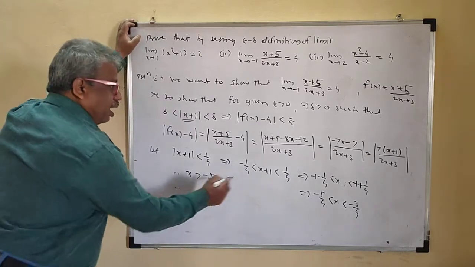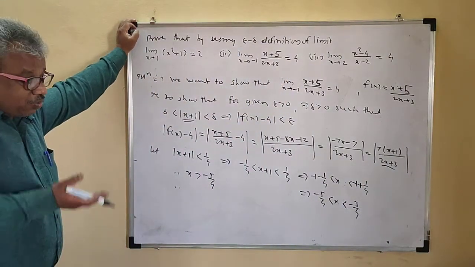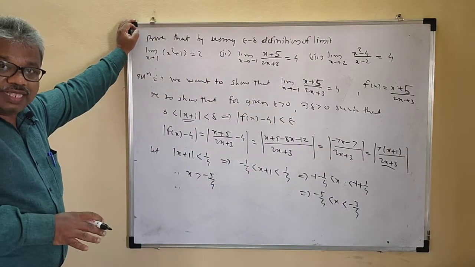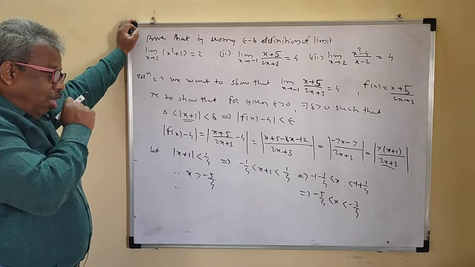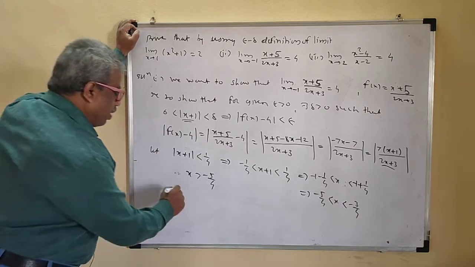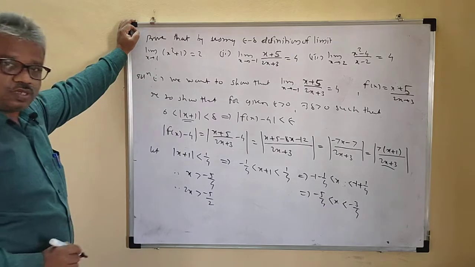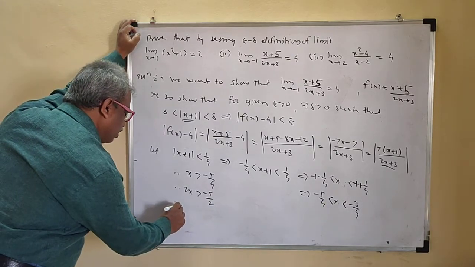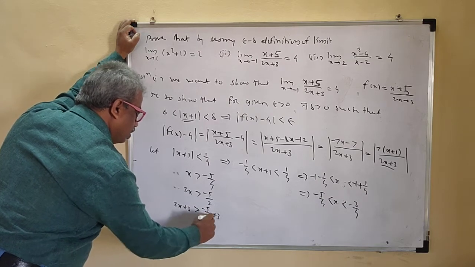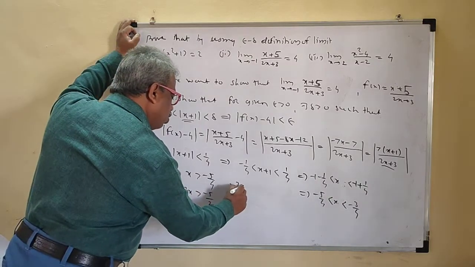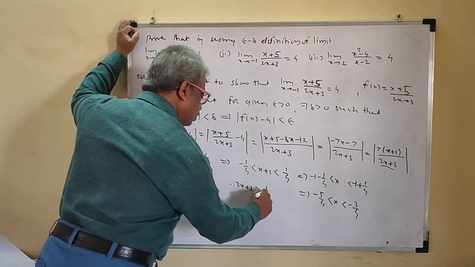So therefore I want this twice x plus 3. Because we have to take the reciprocal, we want that less than, so we take x greater than. First we multiply by 2, so twice x is greater than minus 5 by 2. We add 3, so twice x plus 3 is greater than minus 5 by 2 plus 3. So therefore twice x plus 3 is greater than 1 by 2.